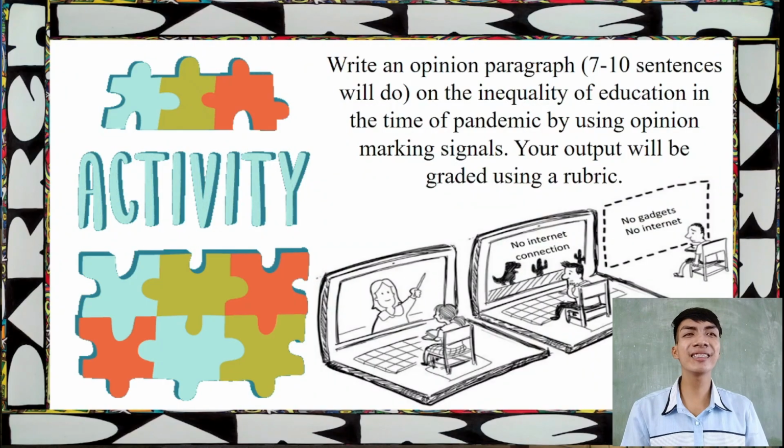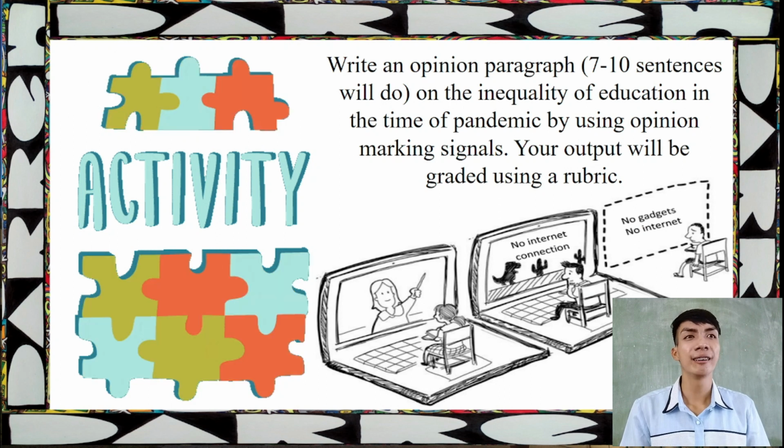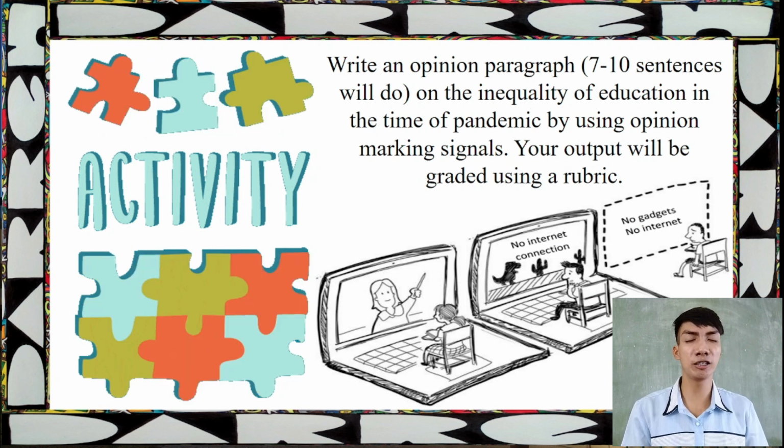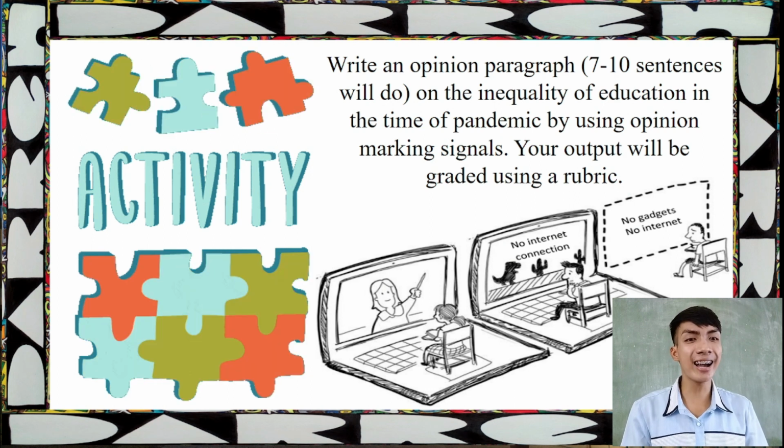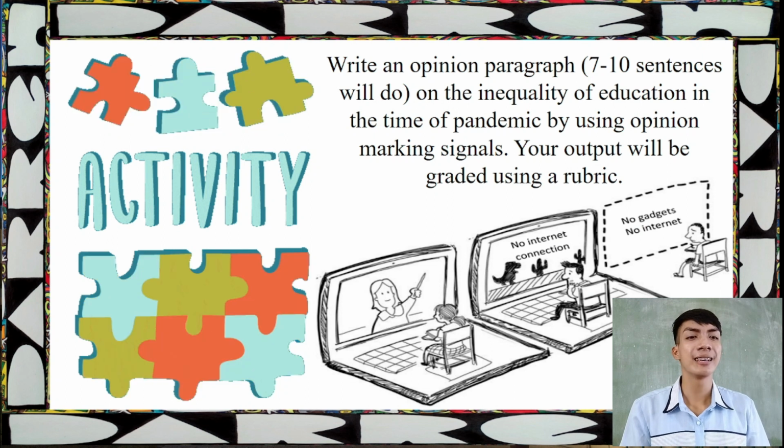Oops, that's the sign. It's activity time. To further enhance your knowledge, familiarity, and skills in using opinion marking signals, you need to write an opinion paragraph. Seven to ten sentences will do, on the inequality of education in the time of pandemic by using opinion marking signals. Your output will be graded using a rubric.